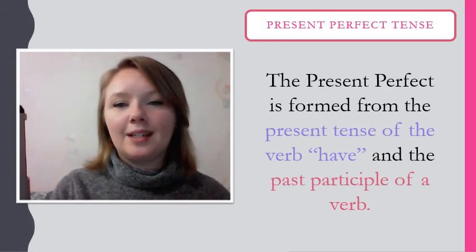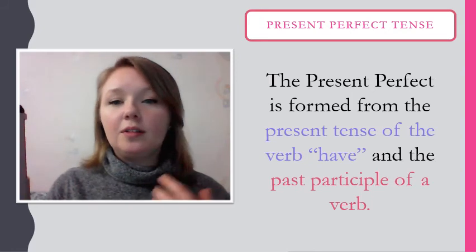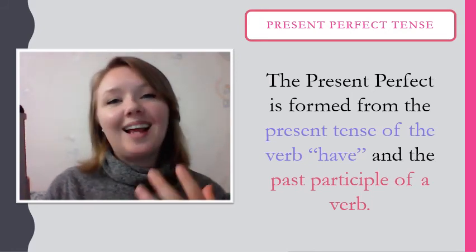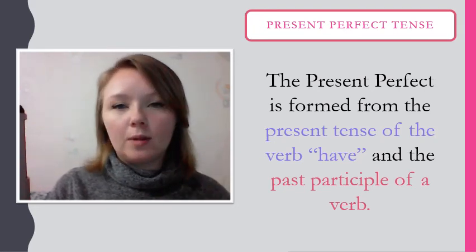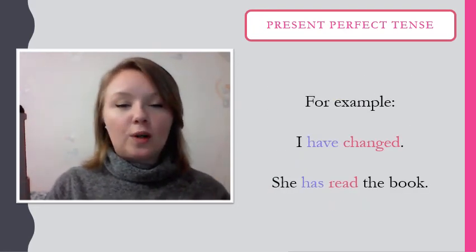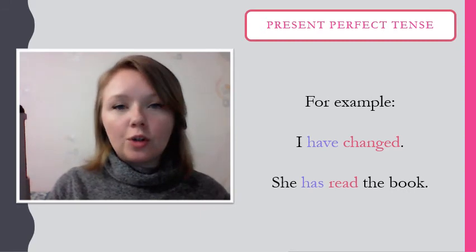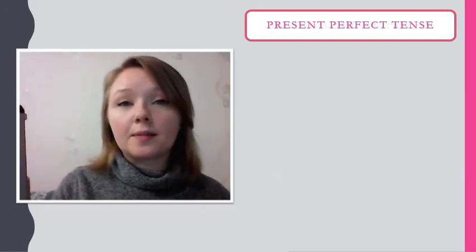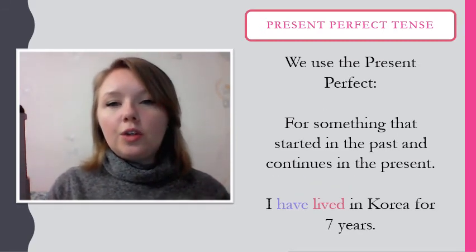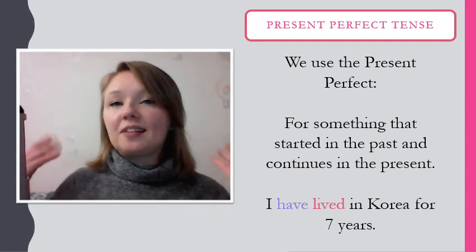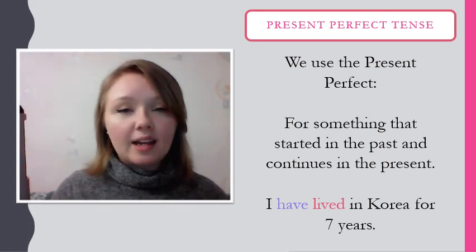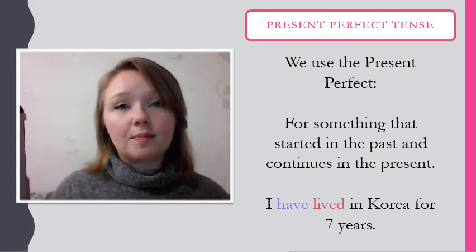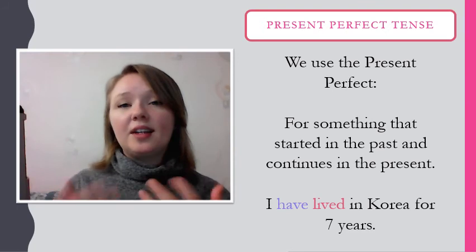Last, let's review the present perfect tense. Present perfect is used, of course, we know by now, using subject, have, and a past participle. So, for example, I have changed, or she has read the book. We can use the present perfect for something that started in the past and continues in the present. I have lived in Korea for 7 years. This started in the past and continues today.